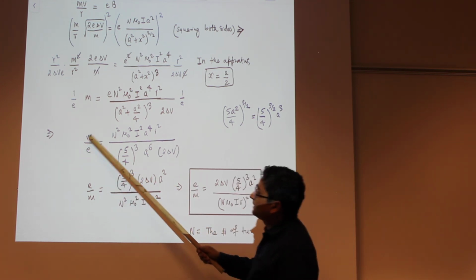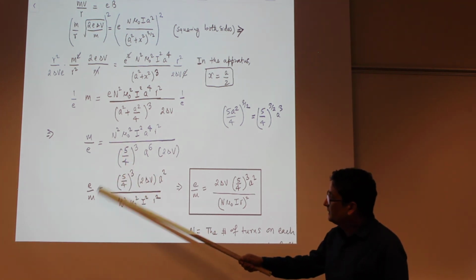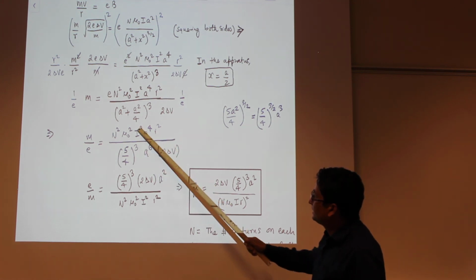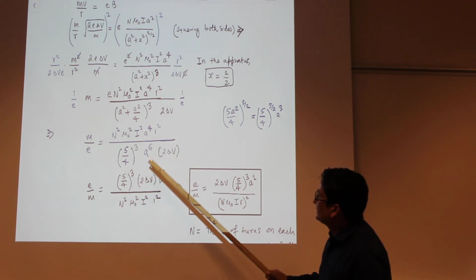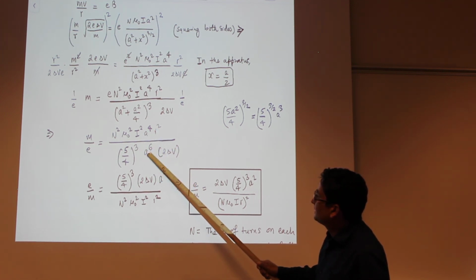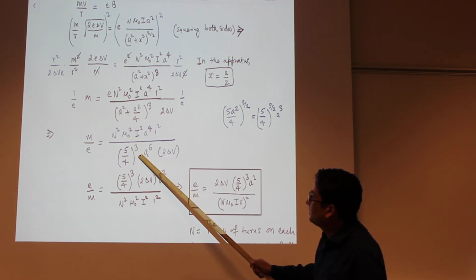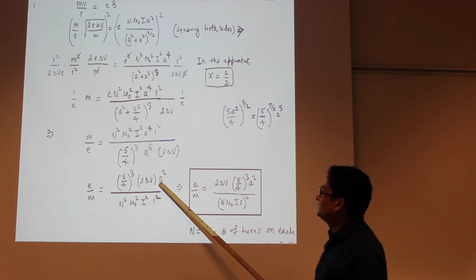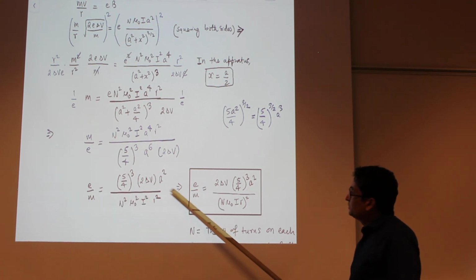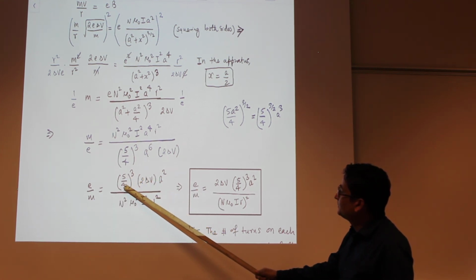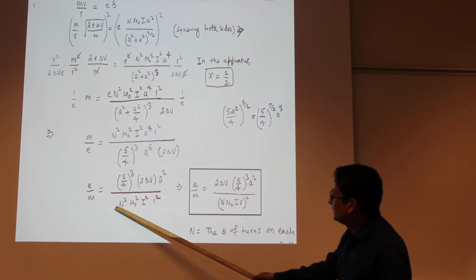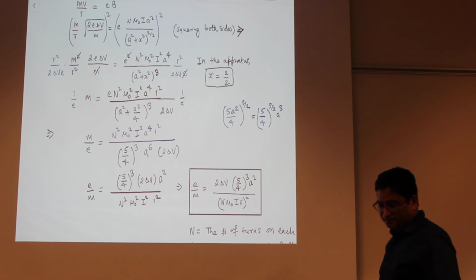Now I'm interested in getting e over m, not m over e, so I flip it: e over m, and what was in the numerator goes to the denominator and vice versa. You can see I cancelled a to the 4 with a to the 6, leaving a squared in the denominator. That denominator came here as a squared in the numerator. So e over m equals 2 delta V times (5/4) to the power 3 times a squared, over the whole thing raised to the power 2.